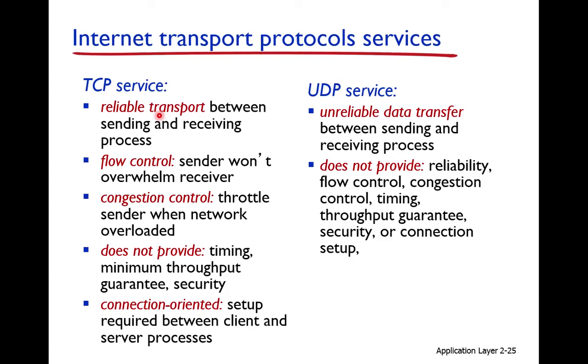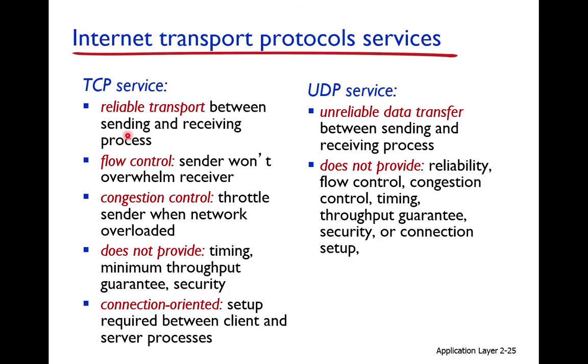Reliable means that the packet is not lost, and the packet is delivered in the order in which the sender has transmitted it. This is called reliability. Reliability means that the data is not lost. It delivers the data reliably. The data is not lost in TCP, and the data is in order. The data is delivered to the user in the order in which it is transmitted by the sender.